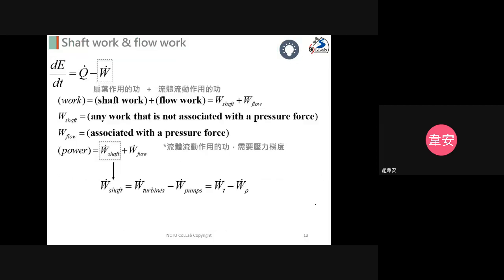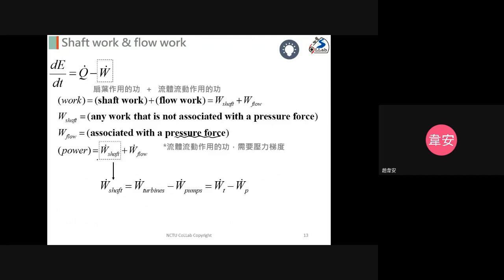And we go into details for the W rate. Actually, the W rate can be separated into two items. The first is the shaft work. The second is the flow work. We use the names W shaft plus W flow. The W flow is quite easily associated with a pressure force. In other words, the W shaft is any work that is not associated with a pressure force.